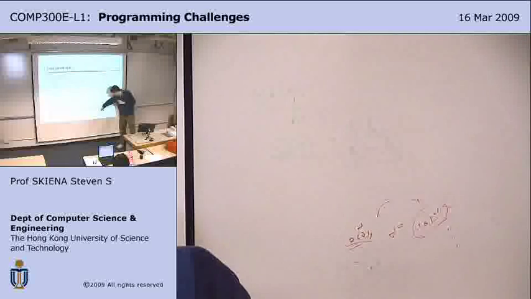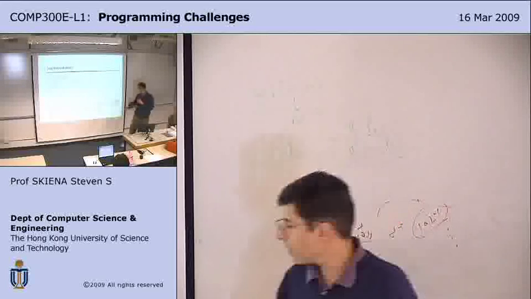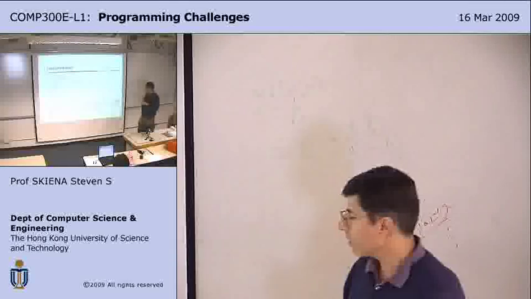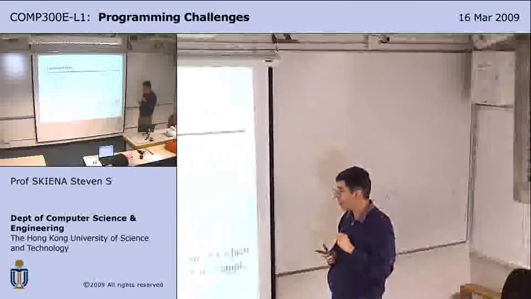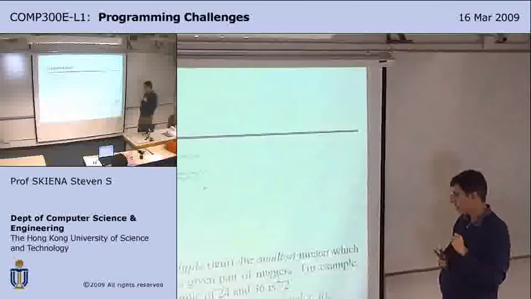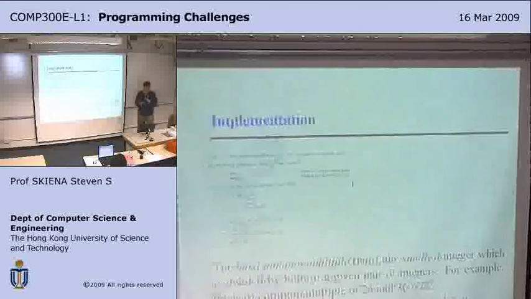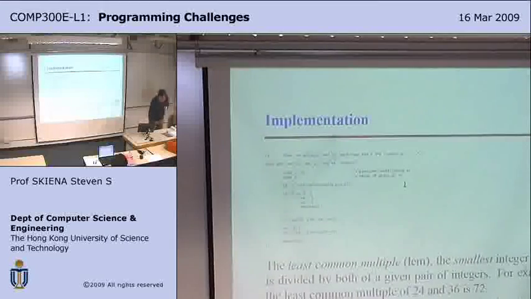It also follows directly from the greatest common divisor. If you have the product of these two, and you divide it by the largest thing that divides both, then what gets left is the smallest multiple of both. Any questions? So Euclid also gives you that. Any questions?